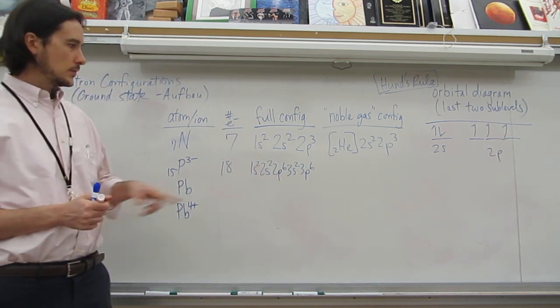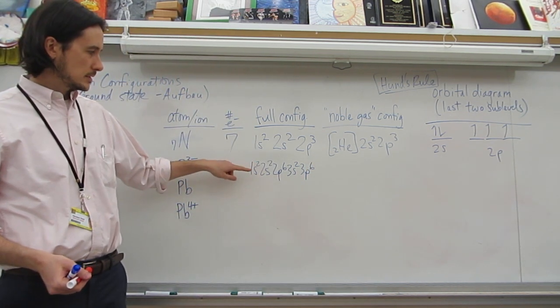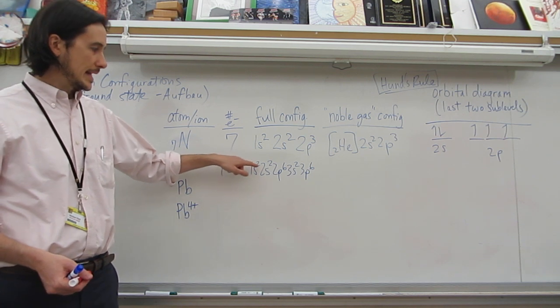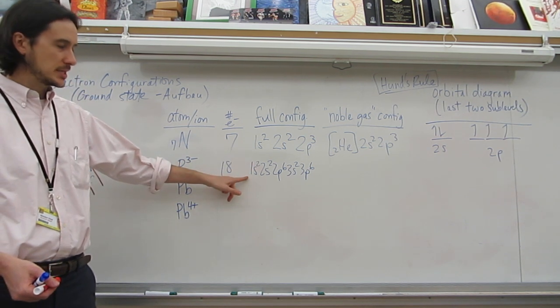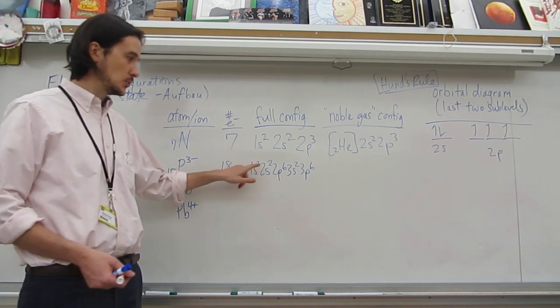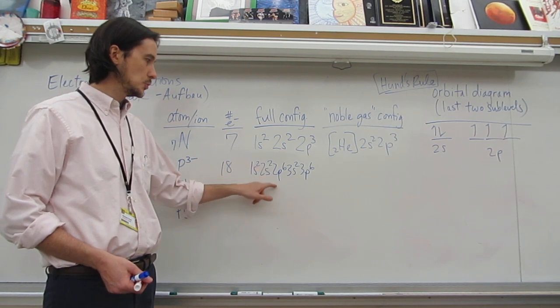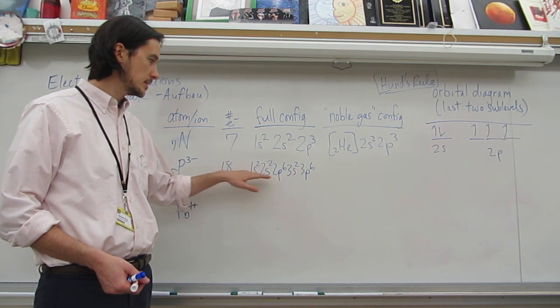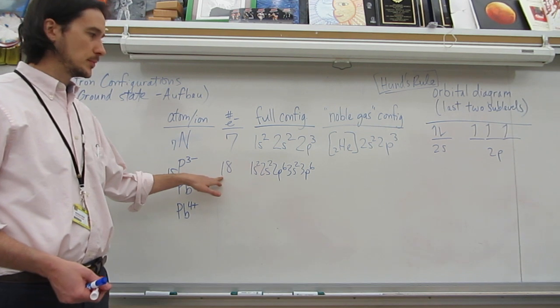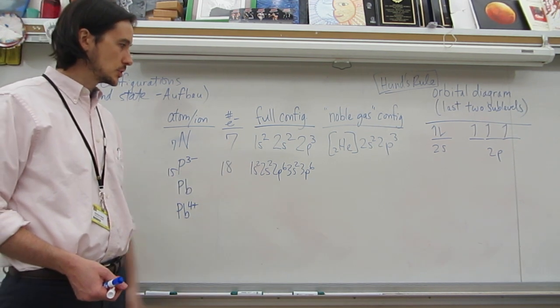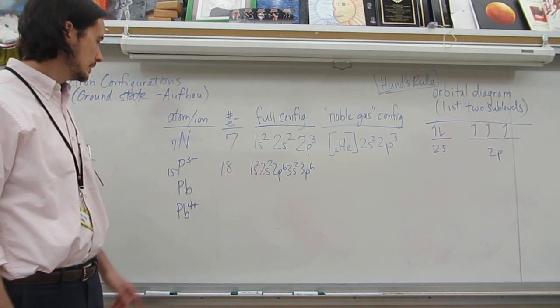Okay, so these numbers you might call them an exponent, or they're not exponents, right? Don't say 1s squared. Say 1s2, 1s2, 2s2, 2p6, 3s2, 3p6. Those should all add up to your total number of electrons. So you can check to see that you've done it right.